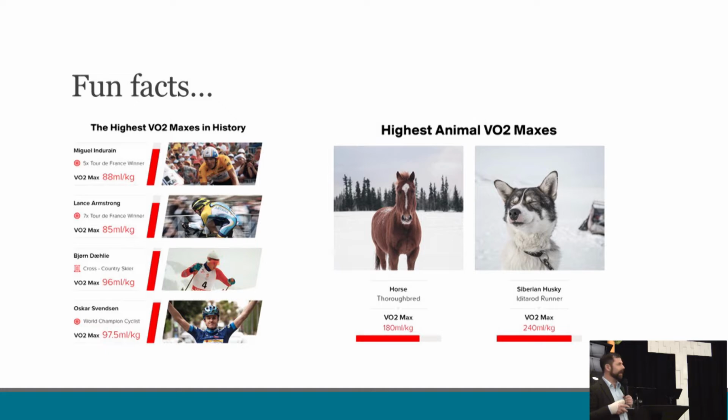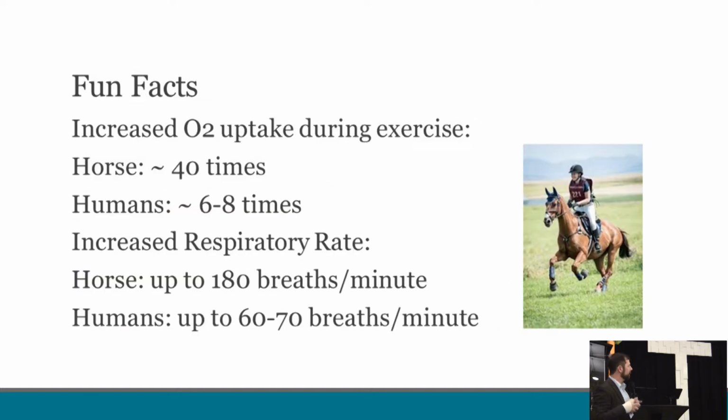So some other measures of athletic capacity or aerobic capacity in the horse. As far as increased oxygen uptake during exercise, a horse is able to increase their respiratory intake by about 40 times over what they do when they're at rest, which is, again, pretty phenomenal. The human will increase that by only about 6 to 8 times. So, pretty significant difference there. As far as increased respiratory rate, the horse will increase their breaths per minute to up around 180, whereas the human athlete is about 60 to 70 breaths per minute. Again, a pretty significant difference.